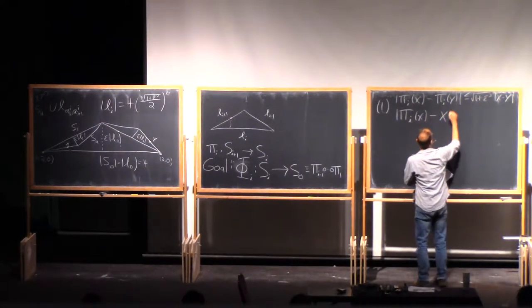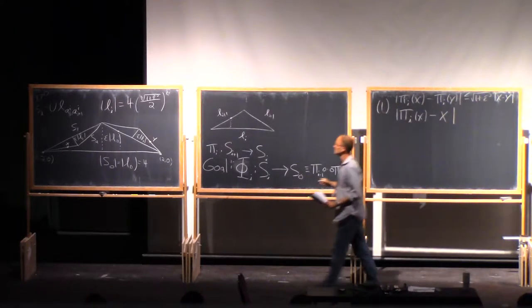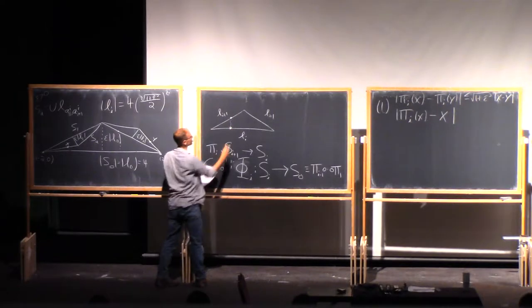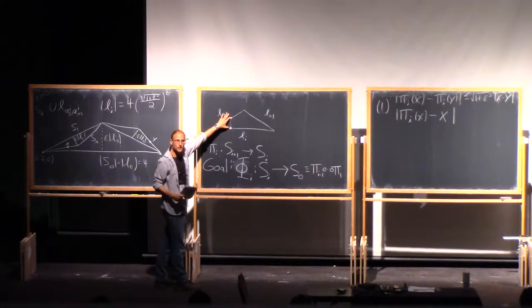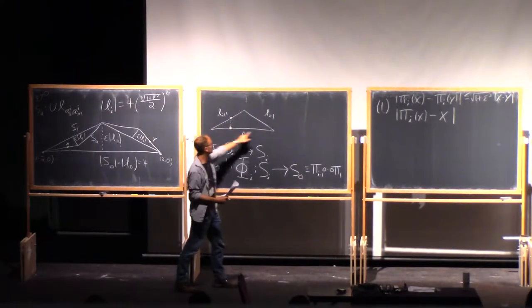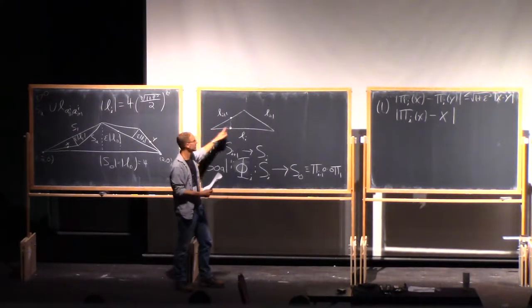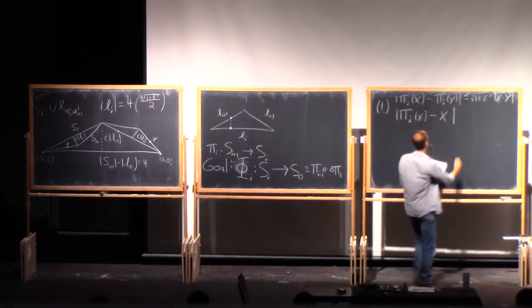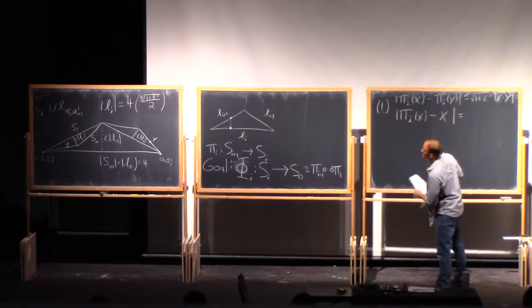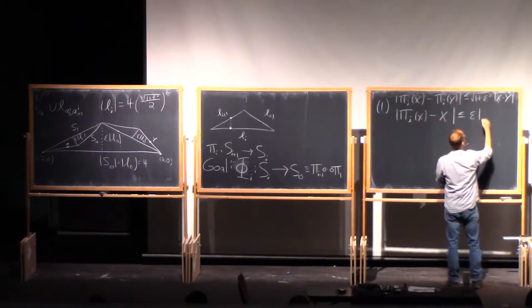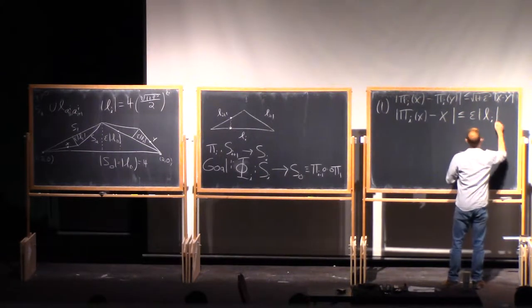And the other thing I want to point out is the following. What if I take some point, project it down, and look at how far that point gets moved? In total, that point gets moved basically epsilon times the length of your side, because that's the most distance it can be. So this is bounded by epsilon times the length of Li.